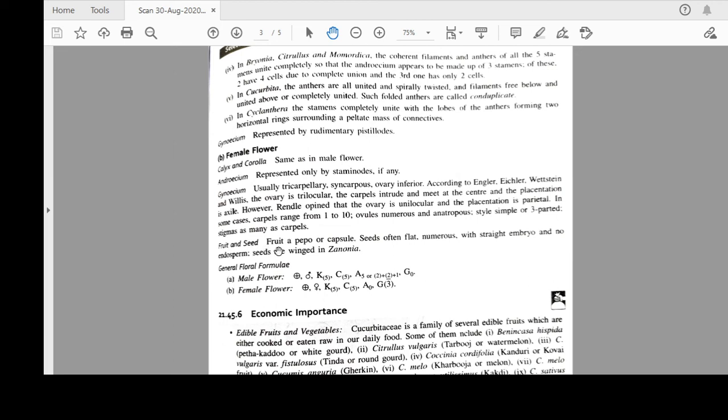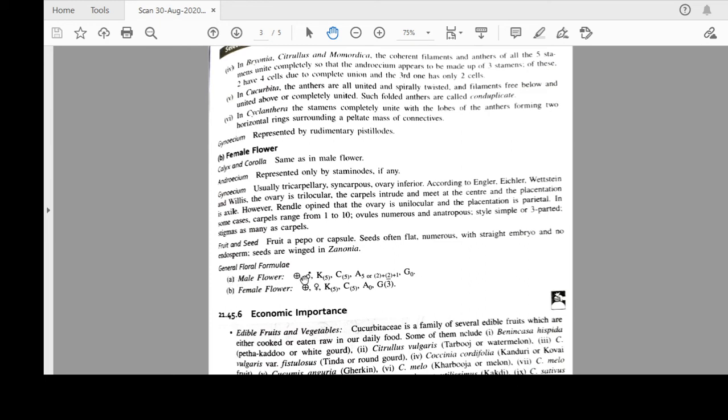Fruit and seed: fruit a pepo or capsule, seeds often flat, numerous, with straight embryo and non-endospermic. Seeds are winged in Zanonia.